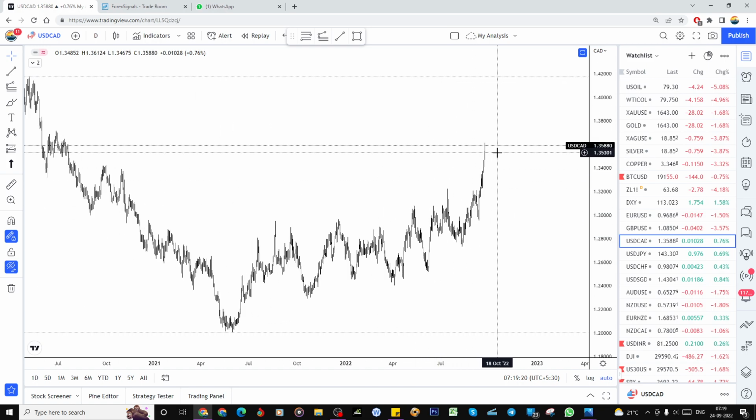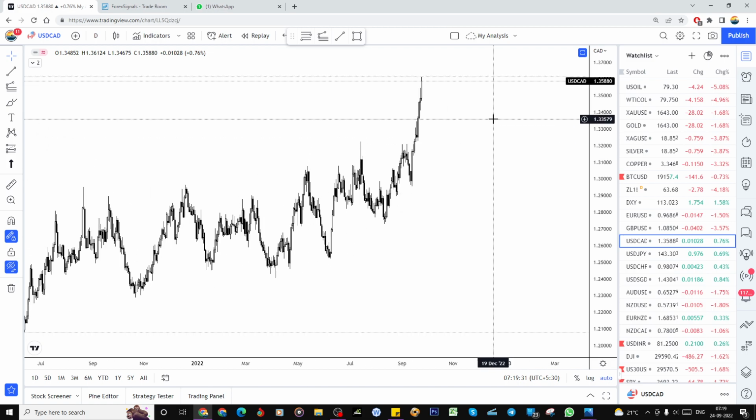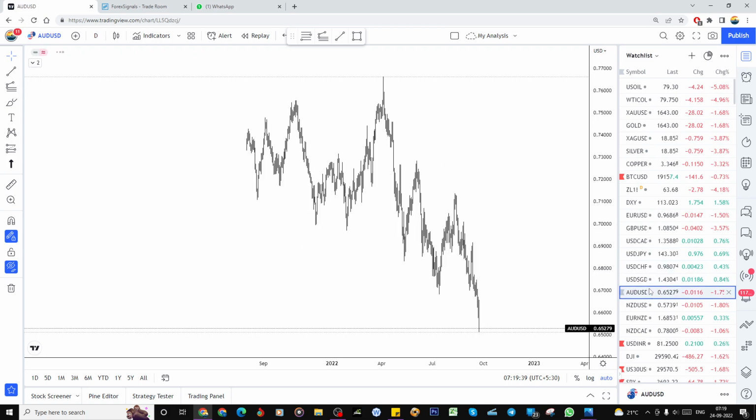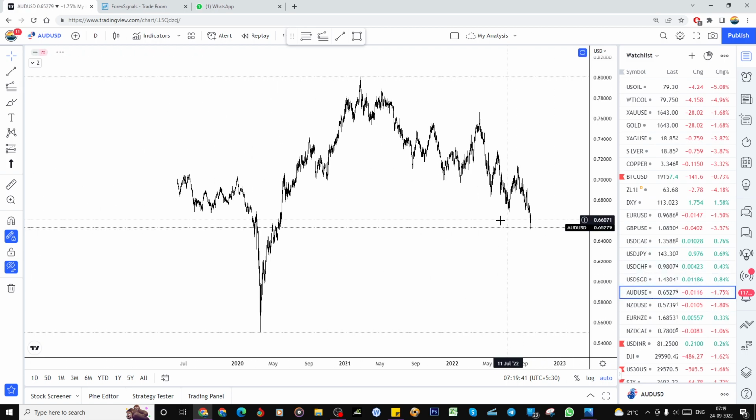My target is 1.34. I exited all my positions. Only nearly 30% I'm still holding, but I'm not sure when I will quit my positions to book the profits. So USDJPY, USDCHF I finished. So now let's move on to the Australian dollar.